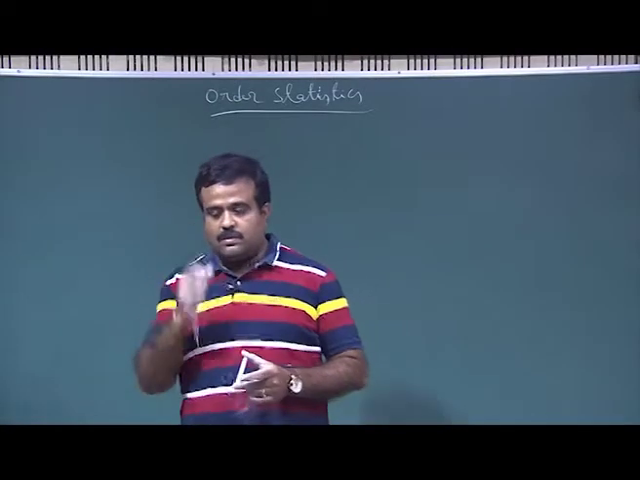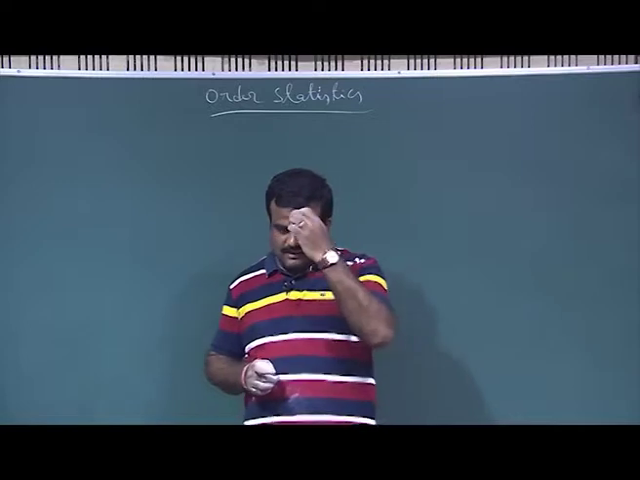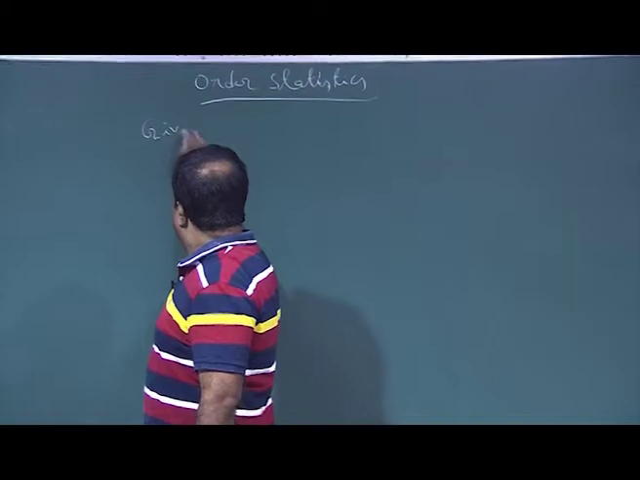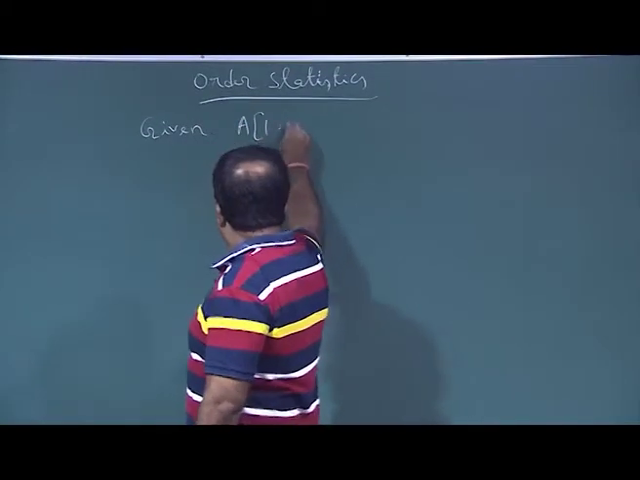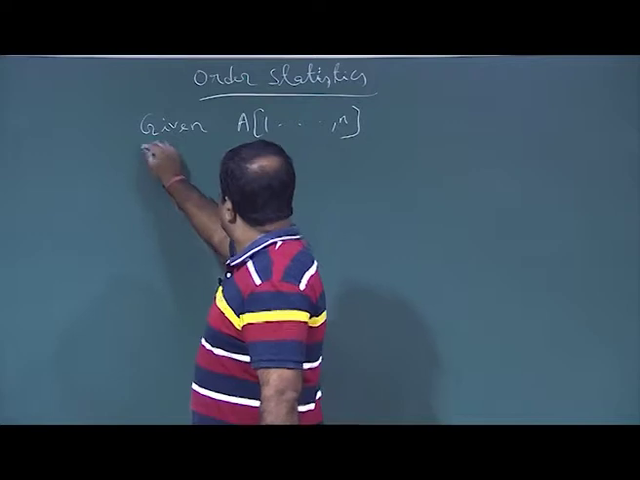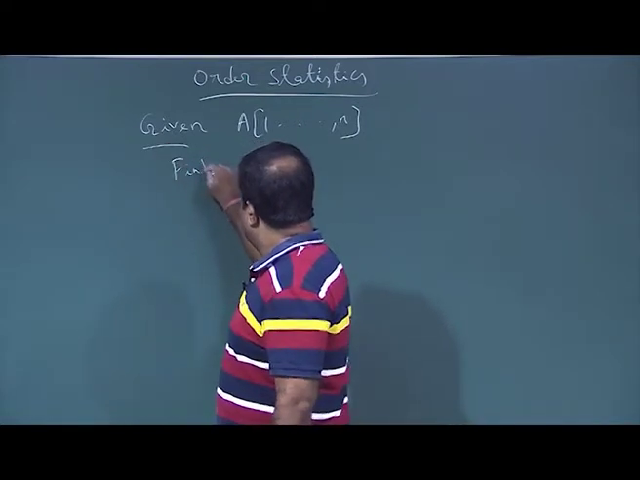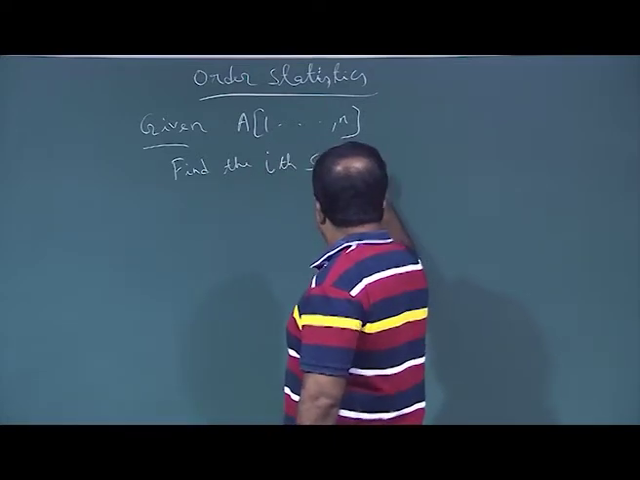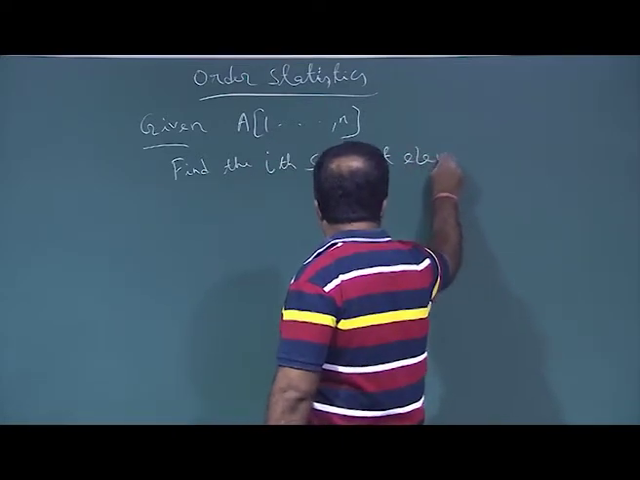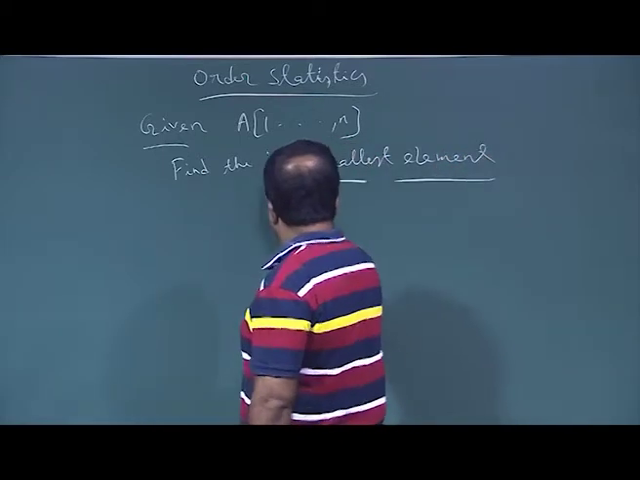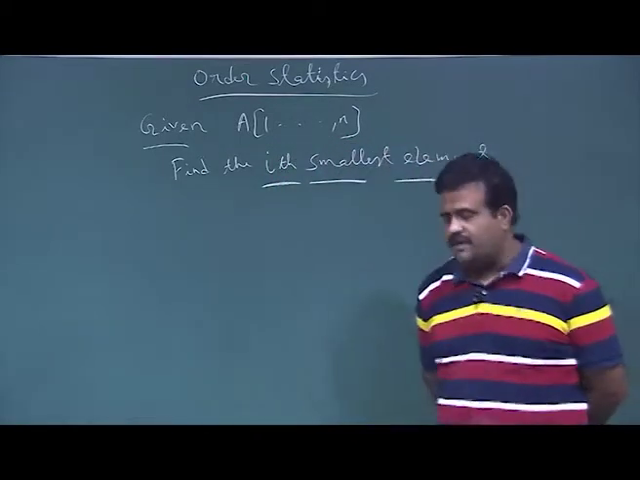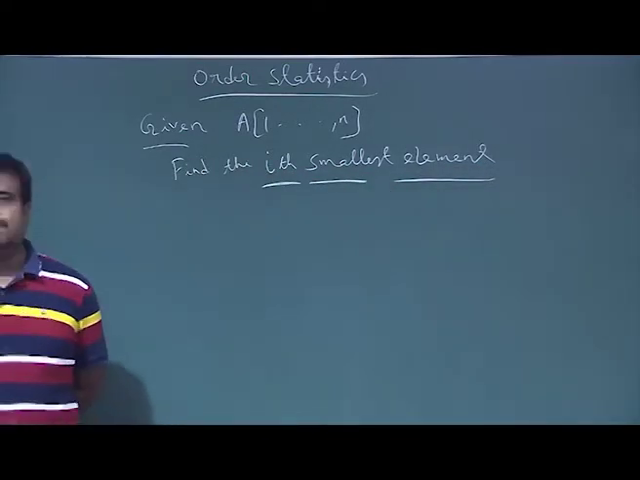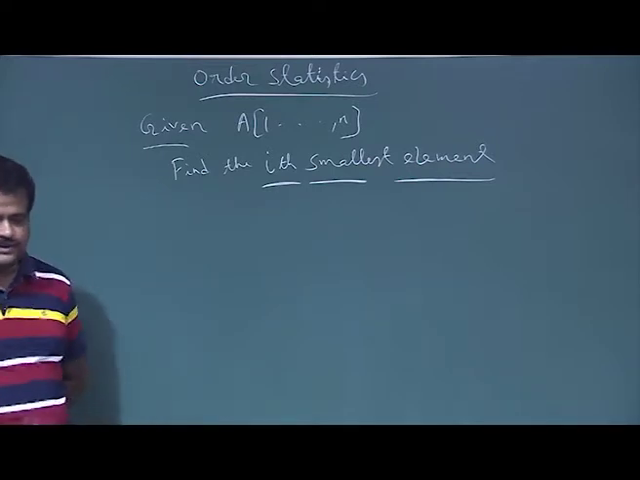Okay, so we talk about order statistics. This problem is basically: we are given an array of n elements, and the problem is to find the ith smallest element. That is called order statistics, finding the ith smallest element. We are given n numbers and we need to find the ith smallest element. So this problem is called the order statistics problem.